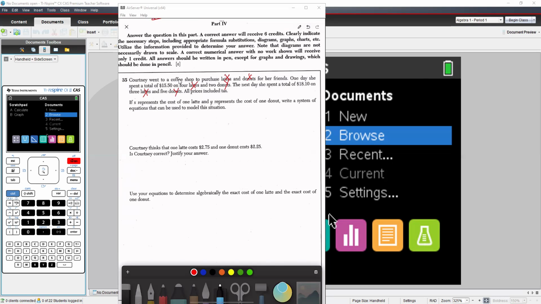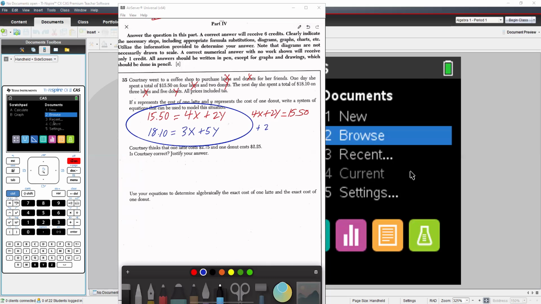So it's saying $15.50 she spent to get four lattes and two donuts. Now, most of y'all would write it this way, but it doesn't matter which side the equal sign is on. These are the same equation, right? Now, second equation, change the color. She spent $18.10 the next day for three lattes, X's, and five donuts. All right. Now, these are the equations. If you get this, that's 2 points. Now that we have these two equations, we're just going to graph it and we're going to find the intersection.